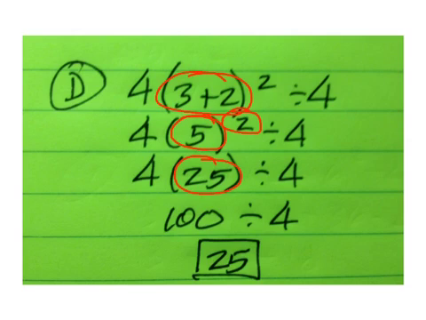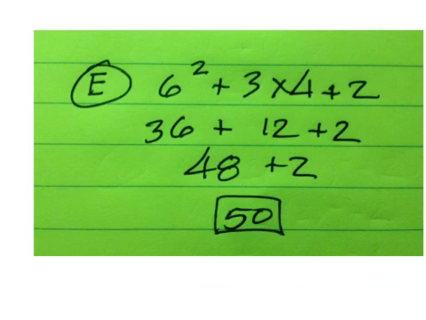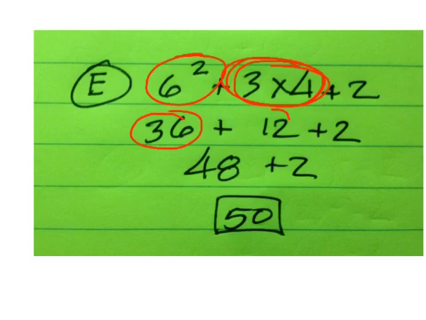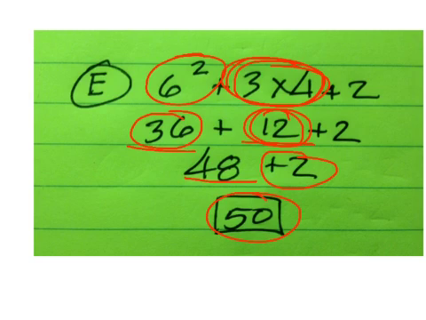Square it to get 25. Times 4 is 100, divided by 4 is 25. And then on E, we have 6 squared is 36, but you have to do this next. That's where we get the 12. This plus this is 48, plus 2 is 50.